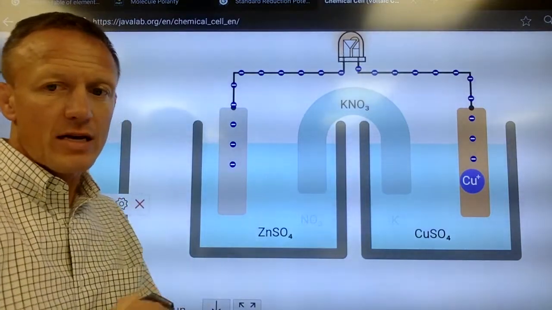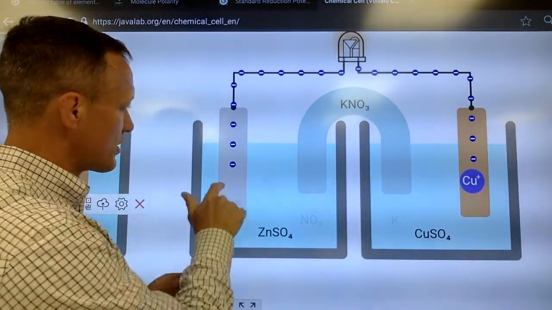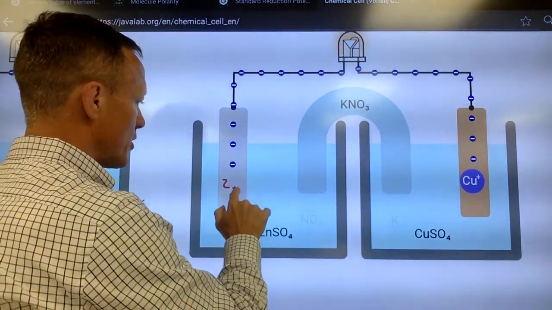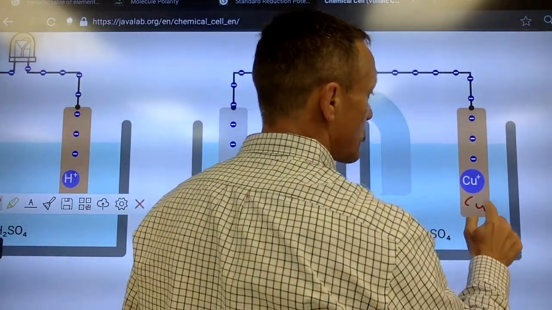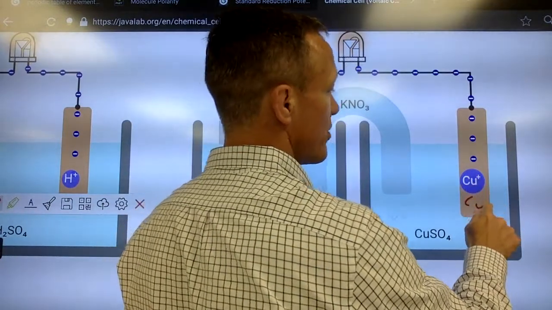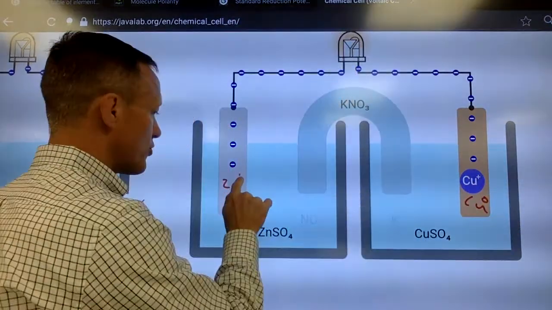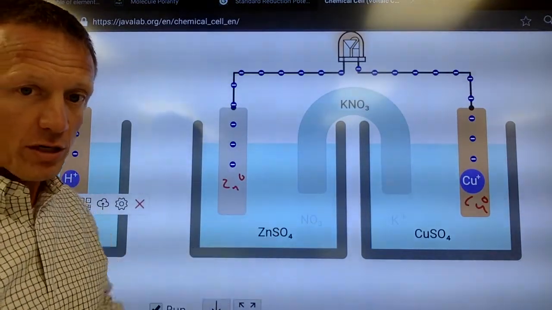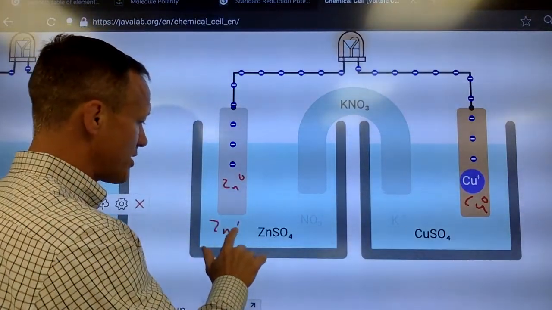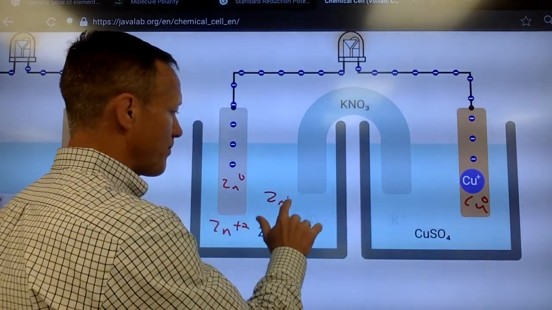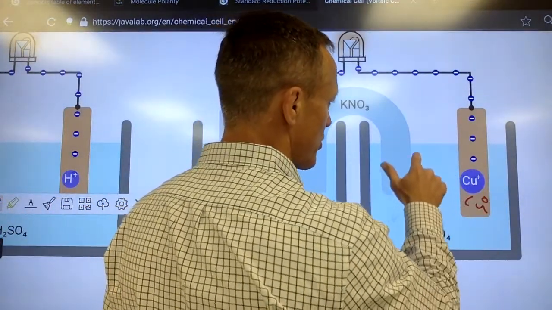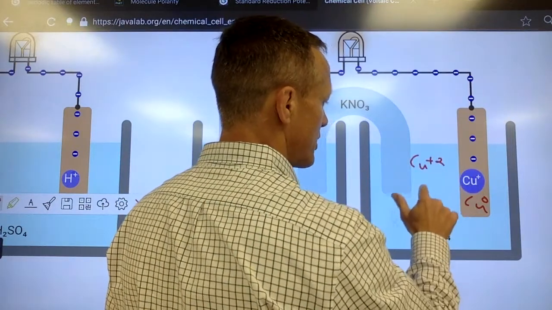This one has copper and zinc. So this is zinc. This is copper, solid copper. So I know it has a +2 charge there, but this is 0 charge and 0 charge. So some solid pieces. This is suspended in some zinc sulfate solution. So that means there are some zinc ions in here and some sulfate ions. This is suspended in some copper sulfate solution. So there are some copper ions and some sulfate ions.